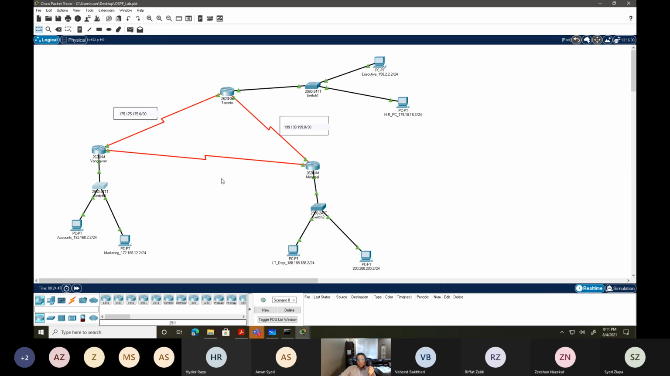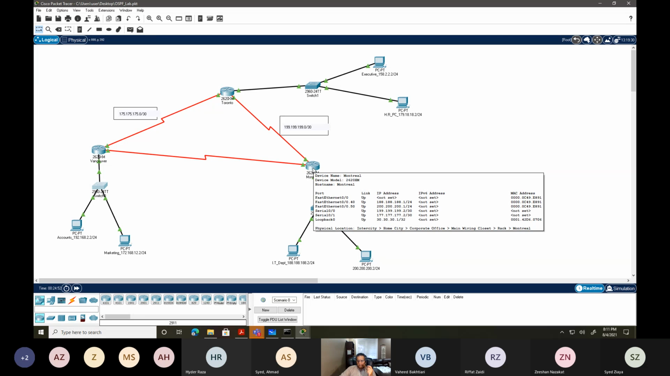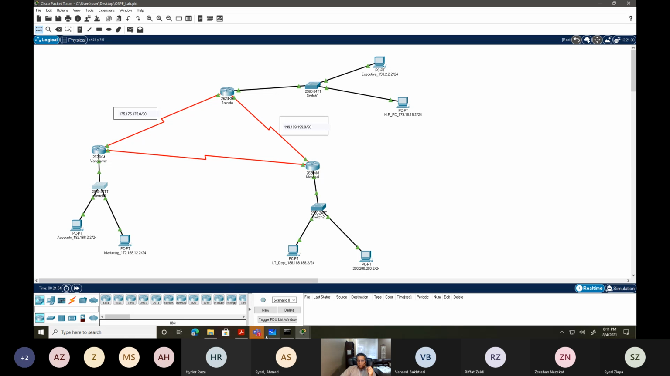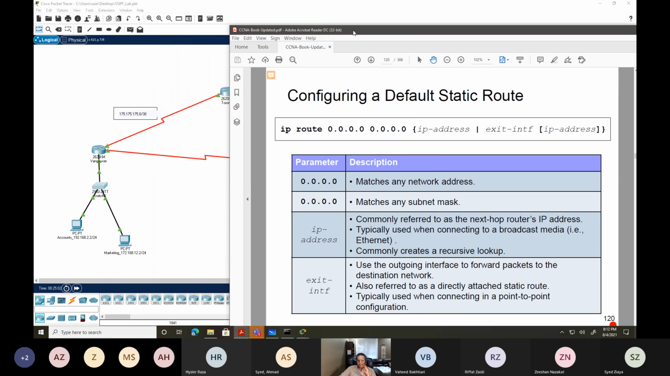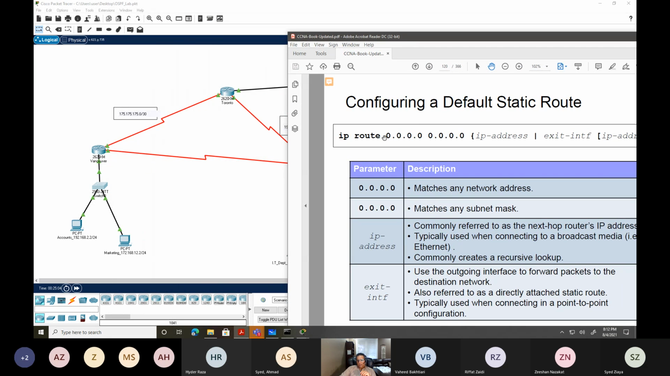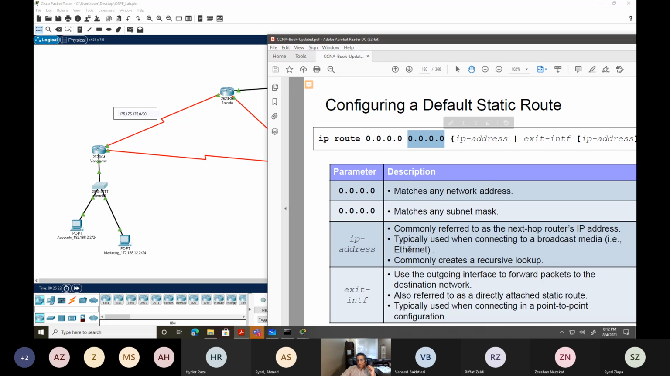Okay. So if I have this Vancouver, I've got this Toronto, and I've got this Montreal, I've got these three sites, right? I'm going to go into more detail in the next class. What this does, it simply says IP route 0.0.0.0 0.0.0.0. This means any network, any subnet mask, send it to my next hop IP address.